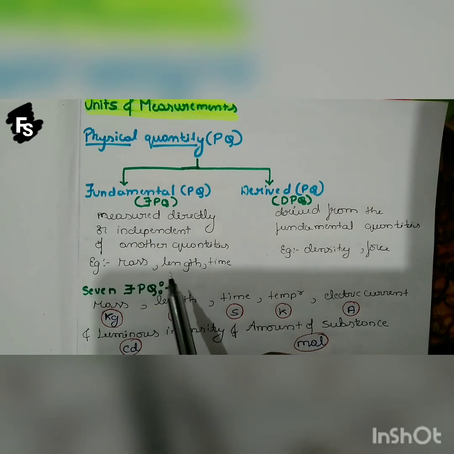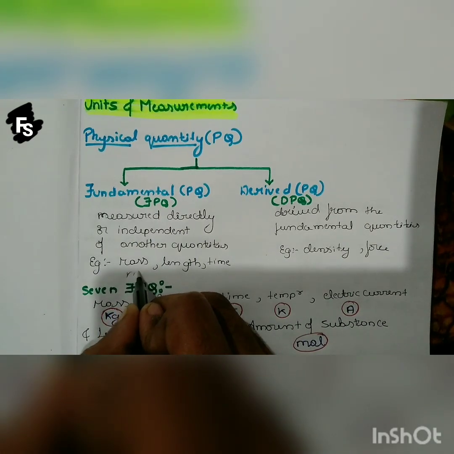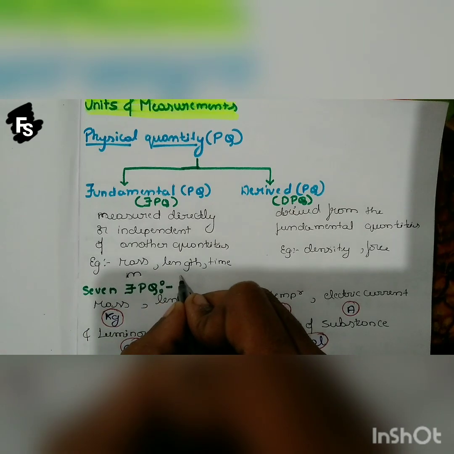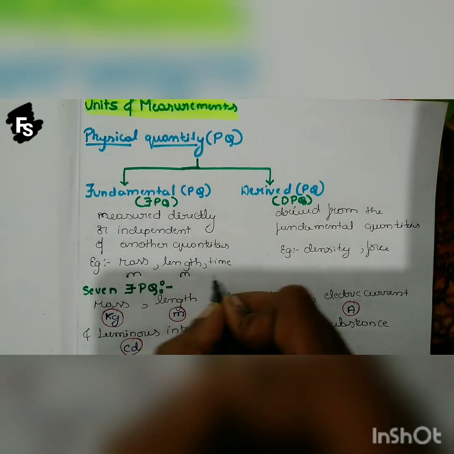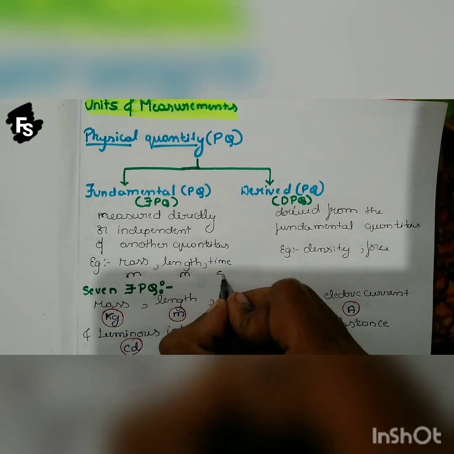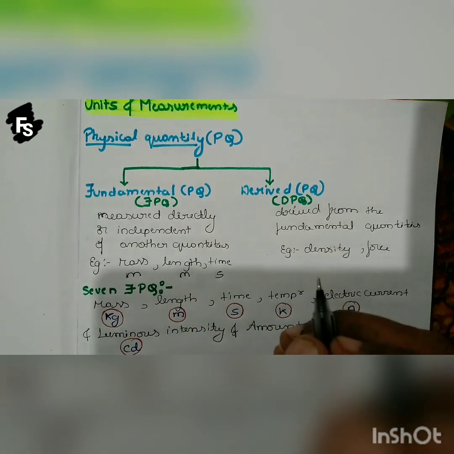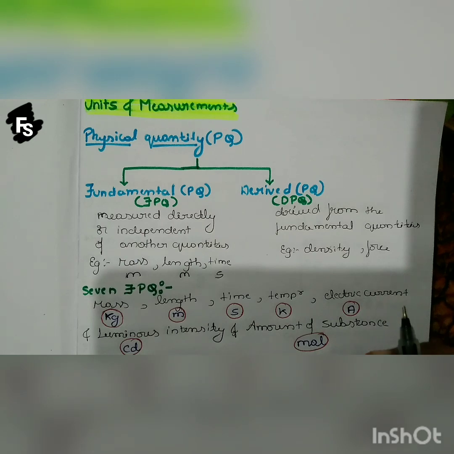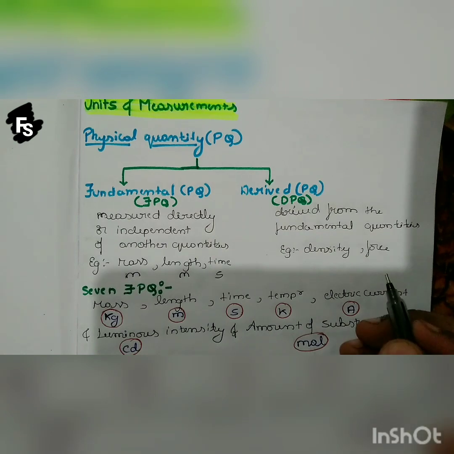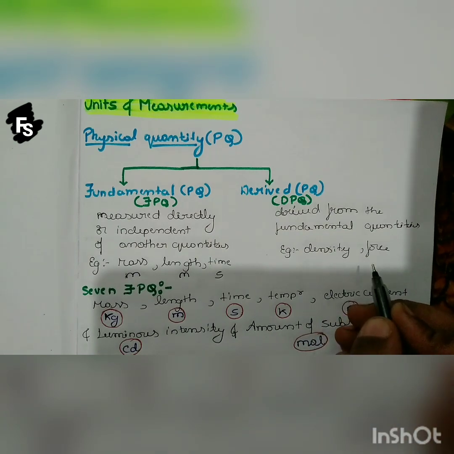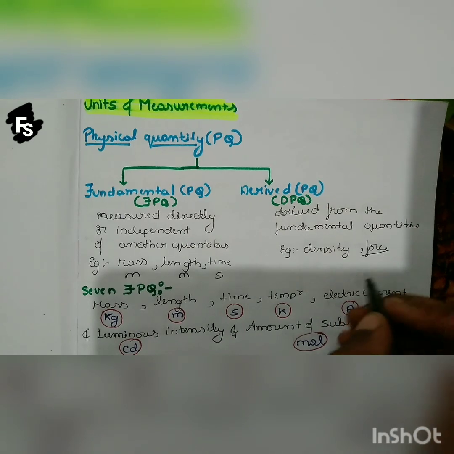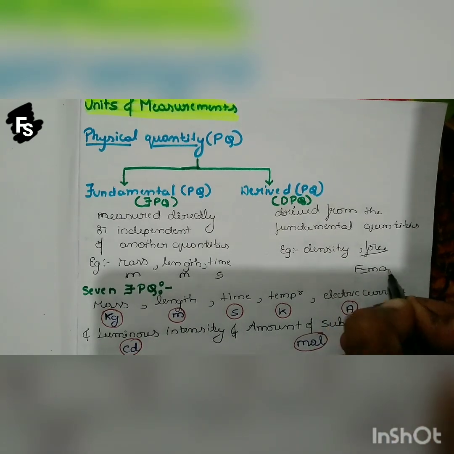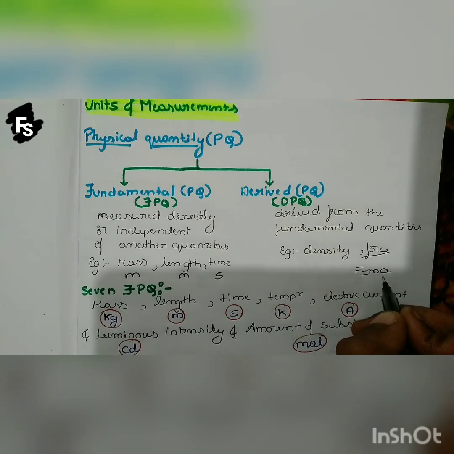It is independent. Mass is measured in kg, length is measured in meter, and time is measured in seconds. Then come to derived quantities. These are derived from the fundamental quantities, which means it needs another quantity's support to derive it. For example, density and force. For example, force equals mass into acceleration. It needs two quantities to measure it, mass and acceleration. So it is known as derived quantities.